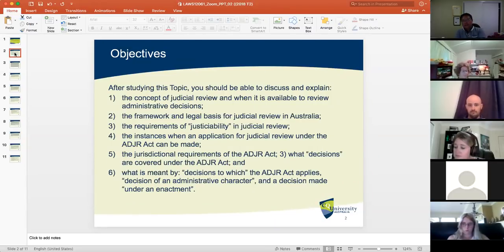So after studying this topic, you should be able to discuss and explain the concept of judicial review and when it is available to review administrative decisions, the framework and legal basis for judicial review in Australia, the requirements of justiciability in judicial review, the instances when an application for judicial review under the ADJR Act can be made, the jurisdictional requirements of the ADJR Act, and particularly what decisions are covered under the ADJR Act, and what is meant by decisions to which the ADJR Act applies, like a decision of an administrative character and a decision made under an enactment.